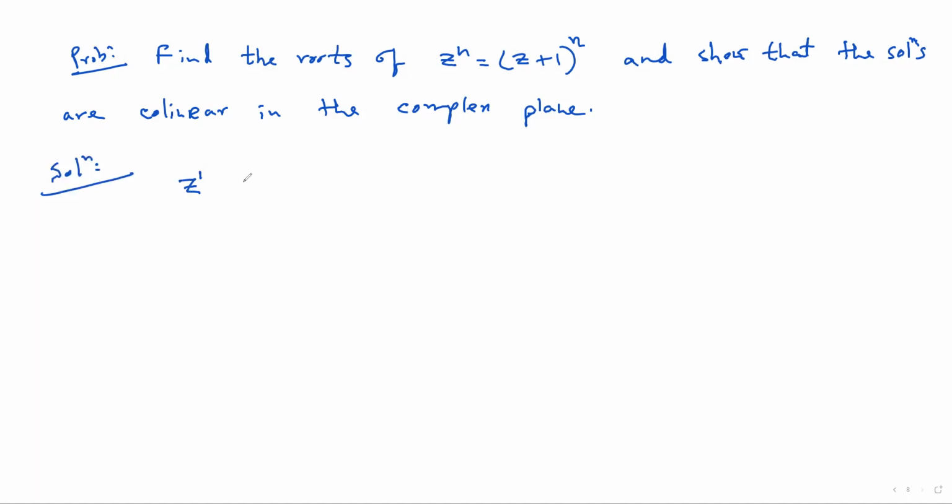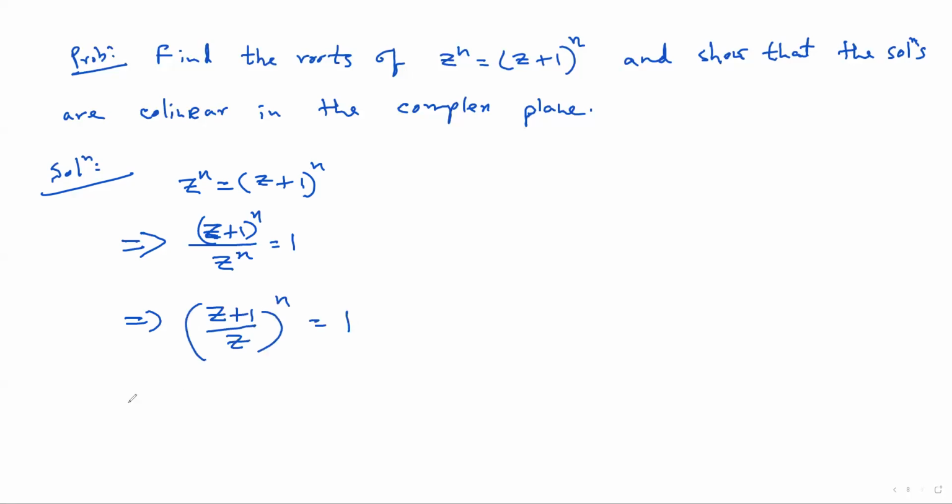Let's try to solve this particular problem. So we have z to the power n equal to z plus 1 to the power n. The first thing that you have to notice is if you somehow expand this to convert the whole equation into a polynomial in the variable z, it's not going to help for many reasons, but the most clearly visible one is that we do not know what n is. Rather, you can just use the idea that the power on both sides is n. So we have z plus 1 by z whole to the power n equal to 1.